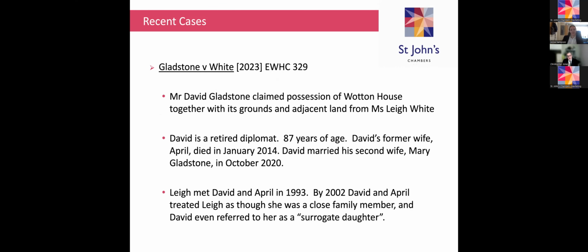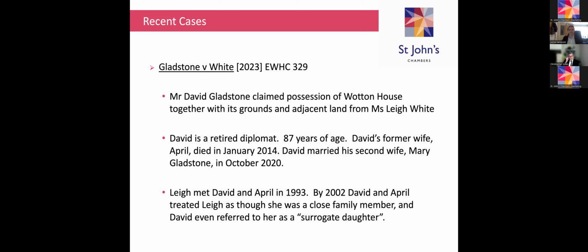Now, the next case I want to mention to you is a very, very interesting case indeed, called Gladstone and White. Gladstone and White involved effectively a stately home and its grounds and lands called Wootton House. David Gladstone issued possession proceedings against Miss Lee White in connection with Wootton House, which was his property. Wootton House was worth about £50 million, according to the evidence, and Lee White, friend of Mr. Gladstone's and his late wife, was in occupation of it.